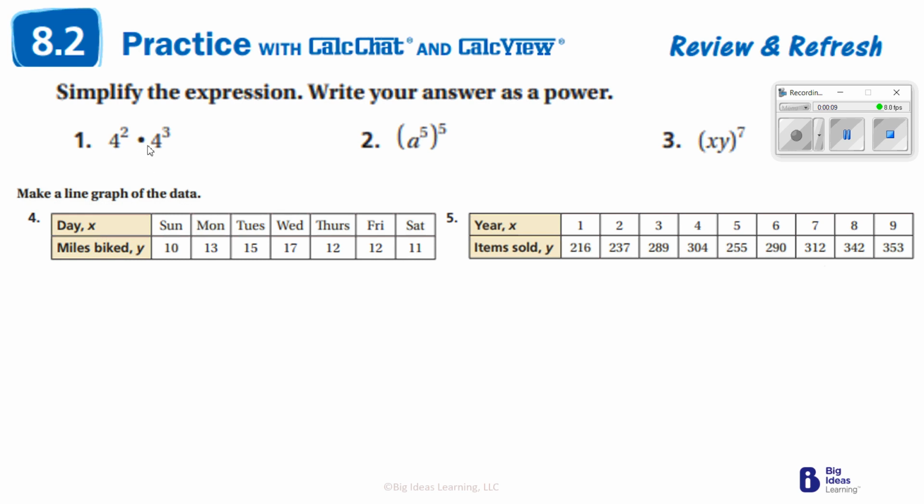Over here, I see I got 4 to the second power times 4 to the third power. When I have the same base and I'm multiplying, I'm allowed to add my exponents. So this would be 4 to the fifth power. Number 2 is for you to do.